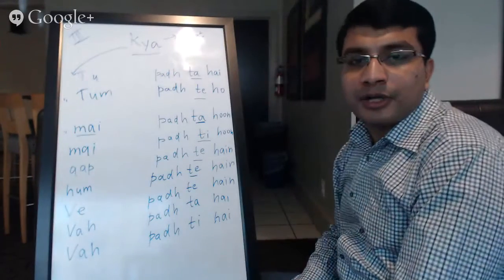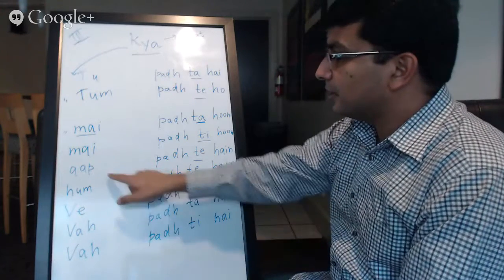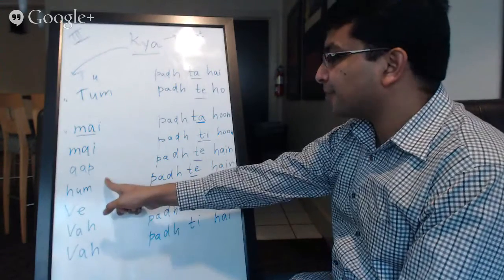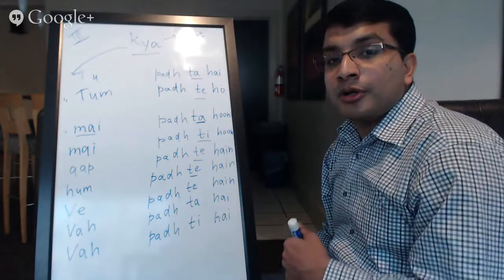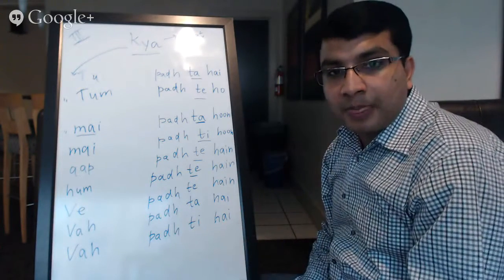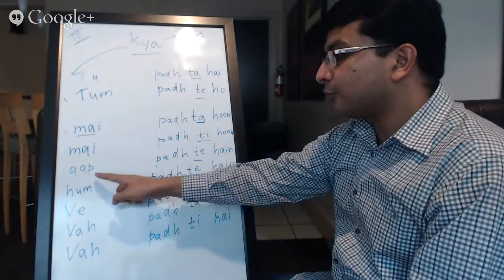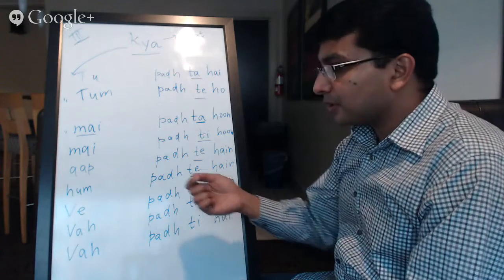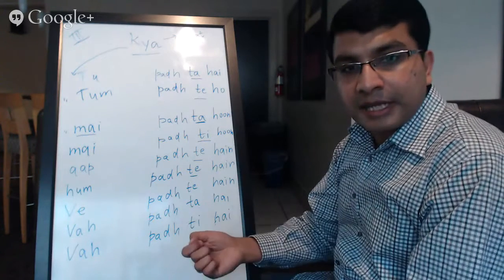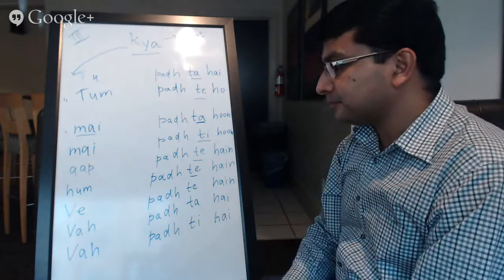You put it before the pronoun to make it an interrogative sentence. क्या आप पढ़ते हैं? Do you read? Or to teach is पढ़ाना. Right? So it could be क्या आप पढ़ाते हैं? Do you teach? और क्या आप पढ़ाती हैं? To a girl. Okay.